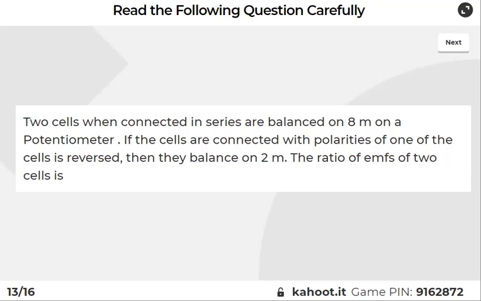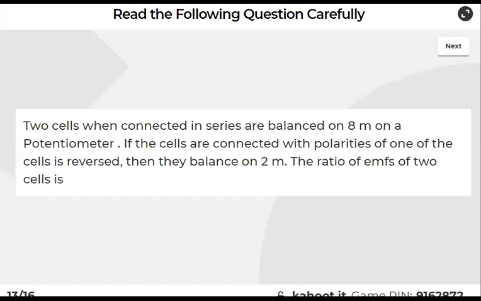ठीक है, so क्वेश्चन क्या बोल रहा है? Two cells when connected in series are balanced on 8 meter on a potentiometer. Okay, if the cells are connected with polarities of one of these cells reversed, then they are balanced on 2 meter. The ratio of EMF of two cells is, right?